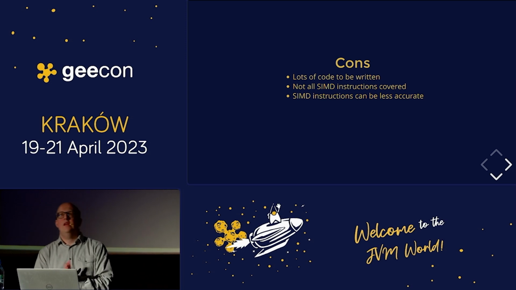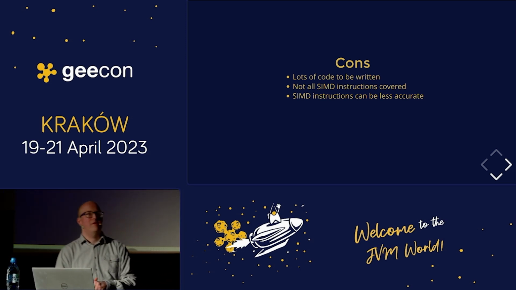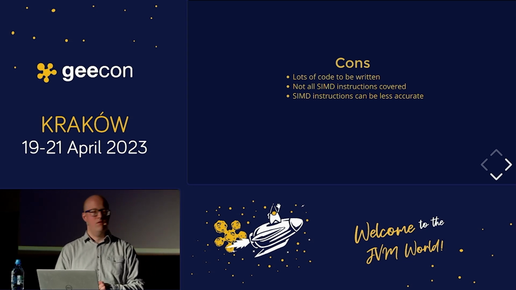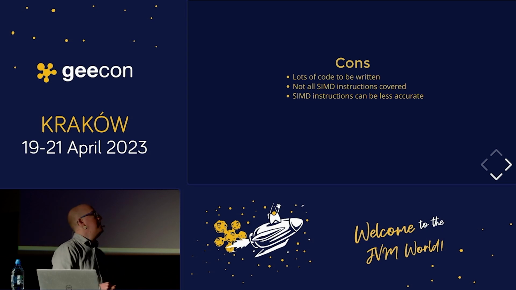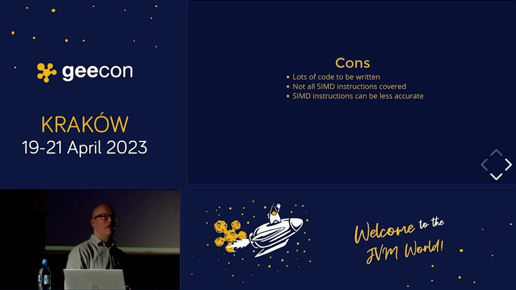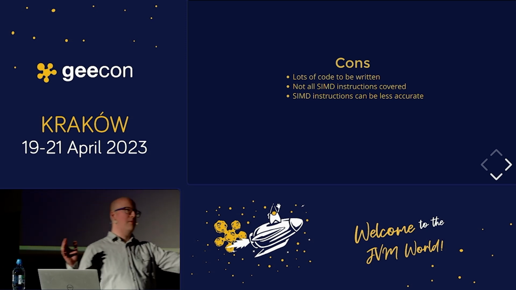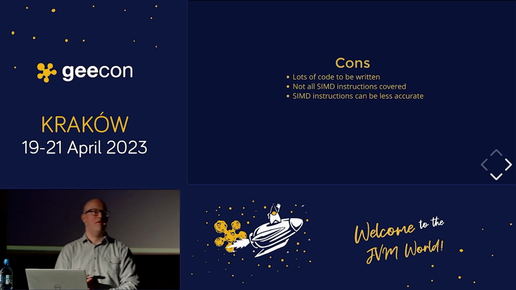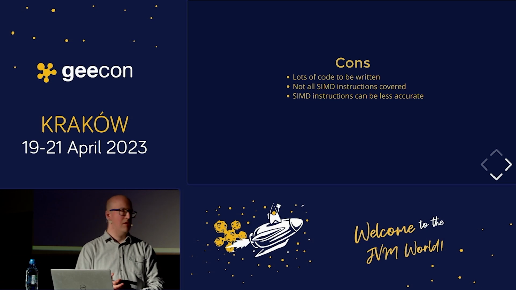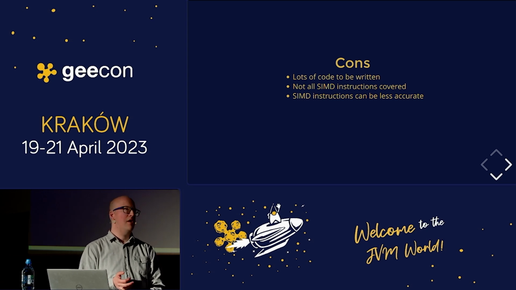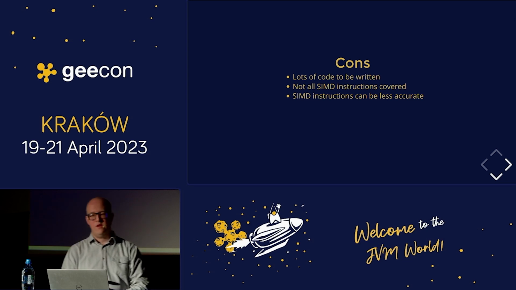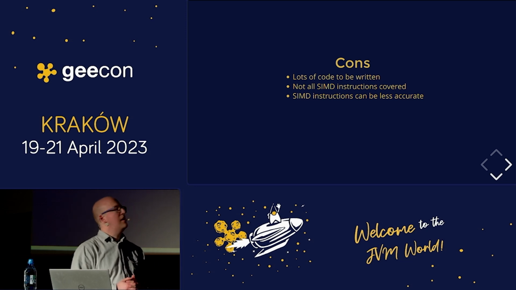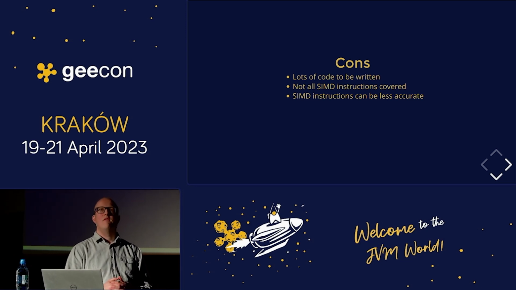Cons? Sadly, we as Java developers do not love to write a lot of code, but this API requires us to do so. Not all SIMD instructions are covered within the API. The dictionary is very big. We have additions, negations, shift lefting, et cetera, and lots of instructions there, but not all. This is because the architectures of underlying CPUs differ from one another. And of course, a little disclaimer: SIMD instructions can be less accurate than your normal floating point operations.